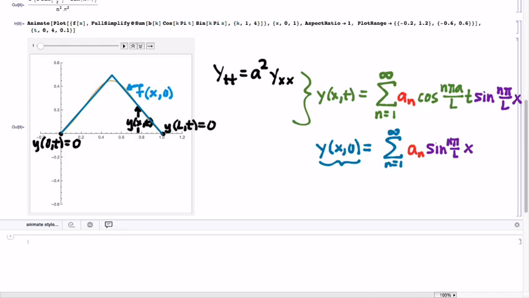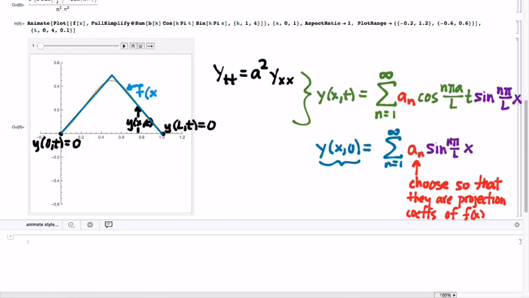So the only way to make that happen is to choose, or calculate, these a sub n's so that they are the projection coefficients. This is where we left off in our story. The projection coefficients of our function f of x and 0. Actually, I should just call it f of x. I don't want to twist my notation here. F of x equals y of x and 0.